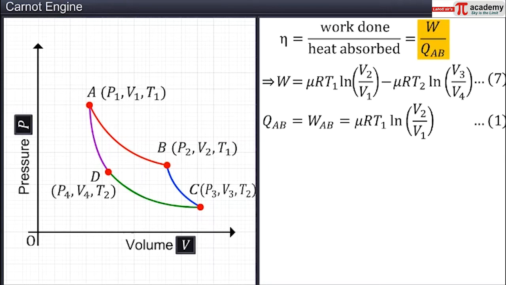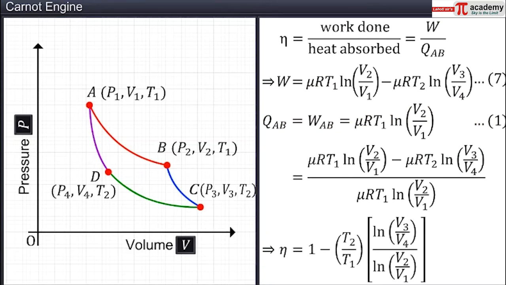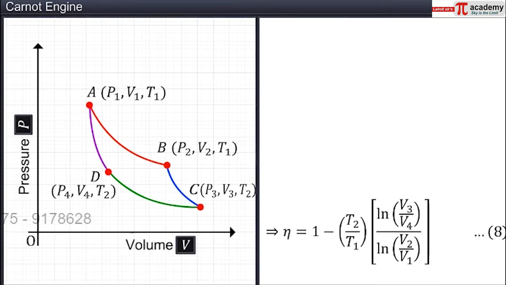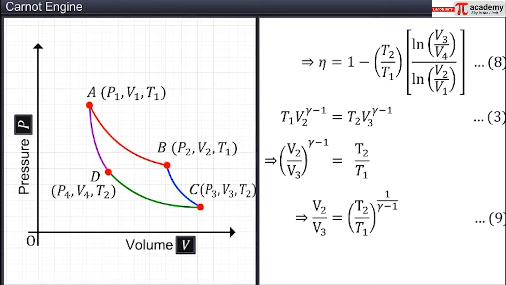Substituting the values for W and QAB from equations 7 and 1, and on further simplification, we have eta is equal to 1 minus T2 by T1 into ln of V3 by V4 divided by ln of V2 by V1. Let this be equation 8. Equation 3 can be rewritten as V2 by V3 is equal to T2 by T1 to the power of 1 by gamma minus 1. Let this be equation 9.